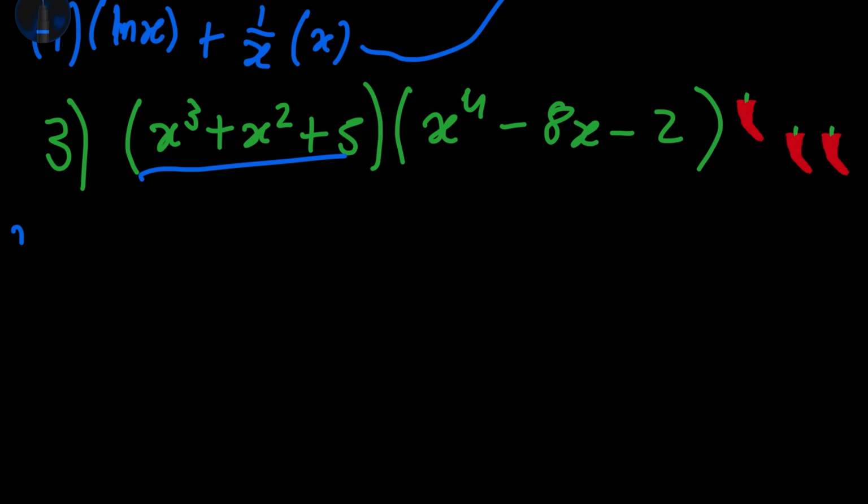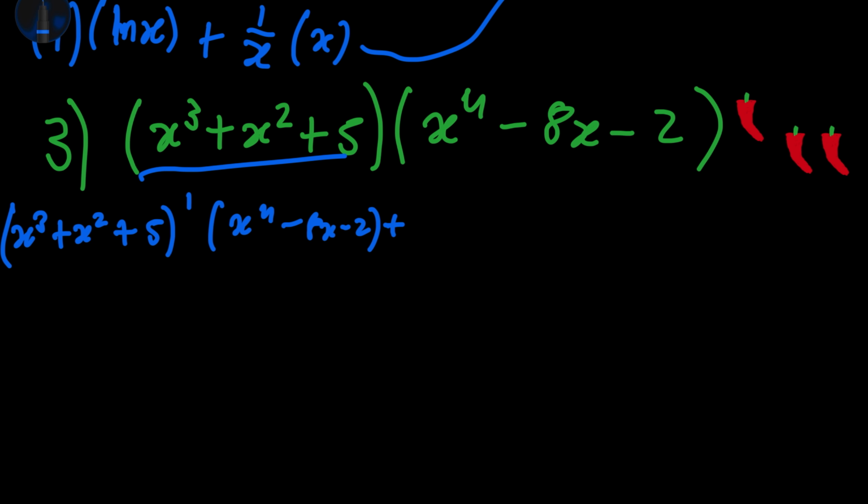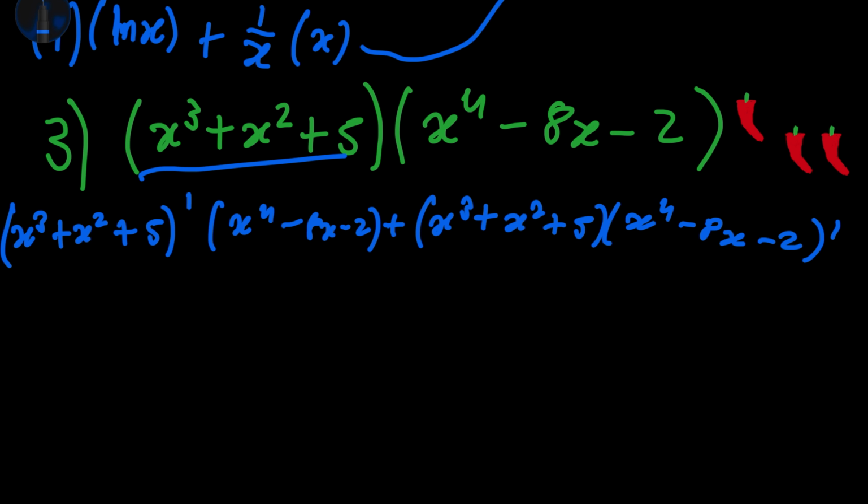So let's write the whole thing down, x cubed plus x squared plus 5. I have to write a bit small so that I can fit everything. x to the power 4 minus 8x minus 2 plus x cubed plus x squared plus 5 times x to the power 4 minus 8x minus 2 prime. Okay, and then let's use power rule to find the derivative of this first.